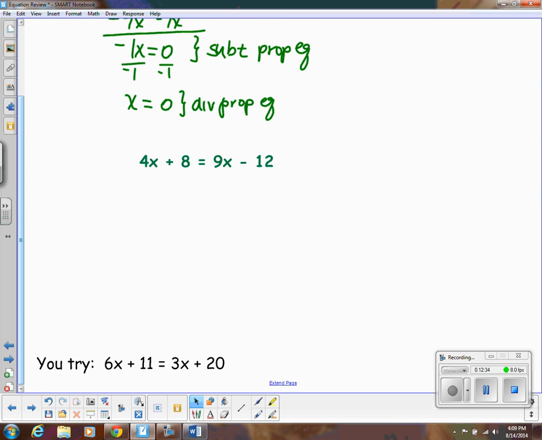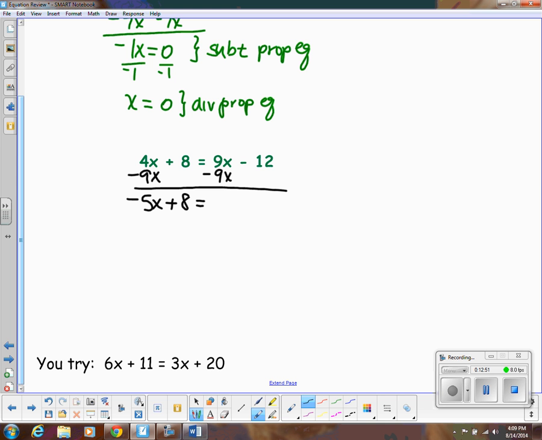Here is another problem, and I believe this is my last example. I'm going to choose to move my 9x to the other side. I am subtracting 9x because it is positive. So when I do that, I will end up with negative 5x plus 8 equals, this is 0, that is negative 12. Notice on this one I did not change my subtraction to addition. And one of the errors that is very common is that little subtraction sign, which is negative sign, ultimately gets lost in the translation. What did I just do? I used the subtraction property of equality.